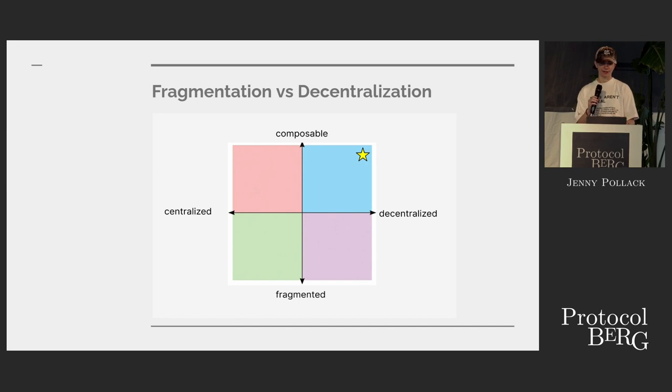Fragmentation is bad because it means users have to do more work to discover safe and good applications. And in crypto, this is one of the huge barriers to adoption for what we're working on.